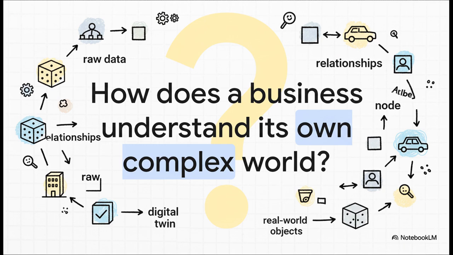I mean, just think about any big organization, right? An airline, a hospital, a manufacturer, they're incredibly complex. You've got customers, products, operations, all interacting in millions of different ways. So the big question is, how do you possibly make sense of all that?